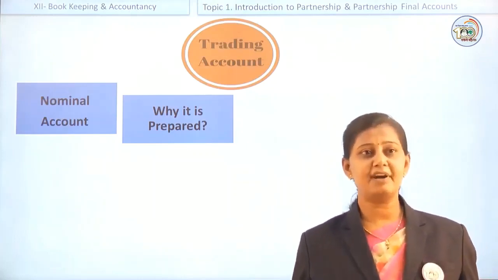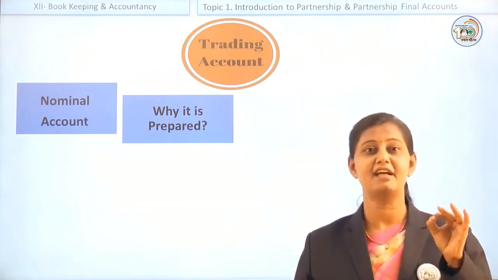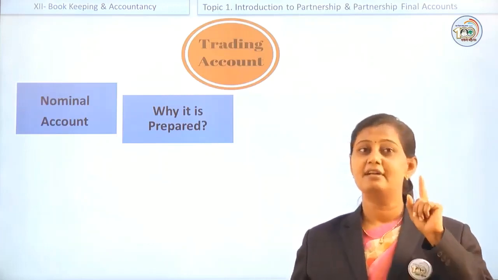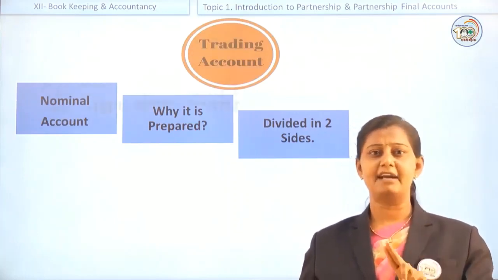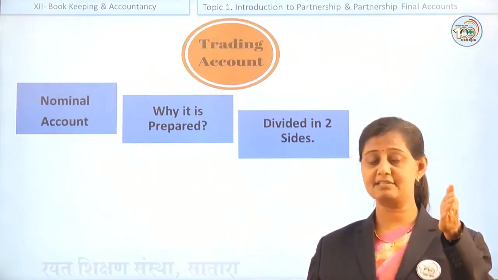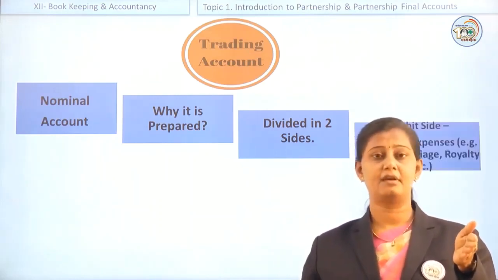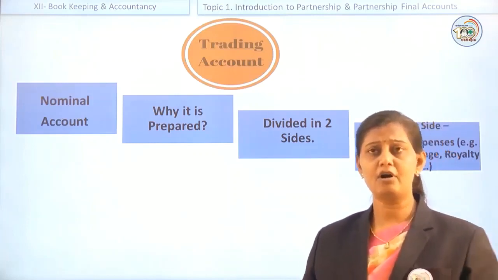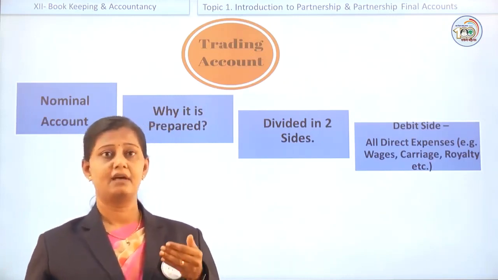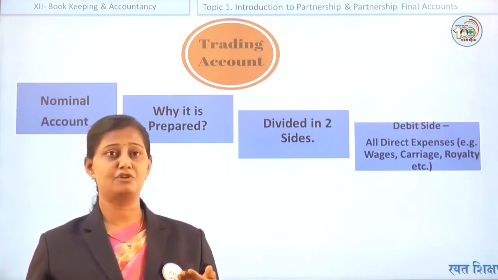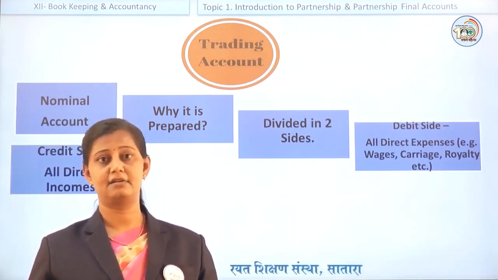Why is trading account prepared? Trading account is prepared to find out the result of business activities conducted during the financial year. Trading account is always divided in two sides: left hand side, debit side, and right hand side, credit side. In the debit side, all direct expenses are recorded. For example, carriage inward, carriage on purchases, wages, import duty, royalty, etc.